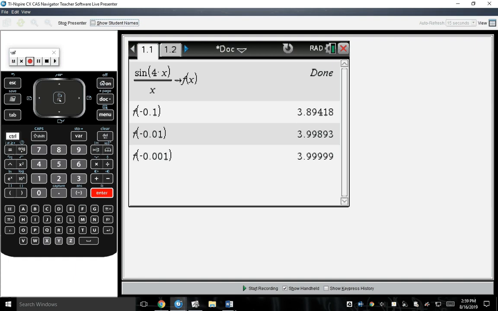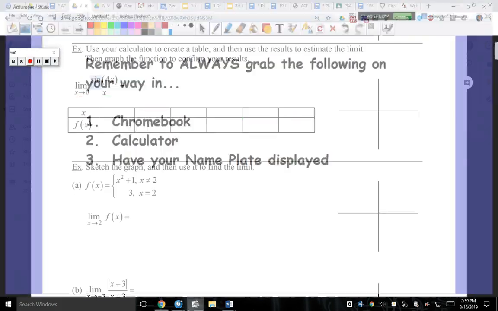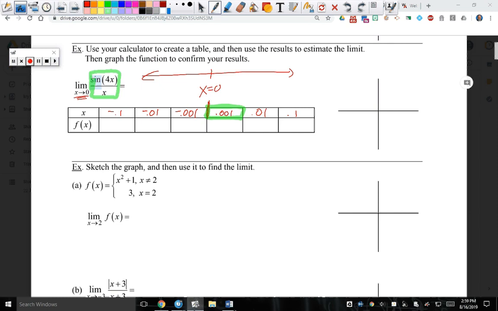Go with me, guys? Let's go back to our table real quick, and we're going to fill these values in. We have 3.894. Because we're rounding, we have 3.999. Then we have 3.999. Actually, this would round to what? 4. So this would round to the actual 4.0.